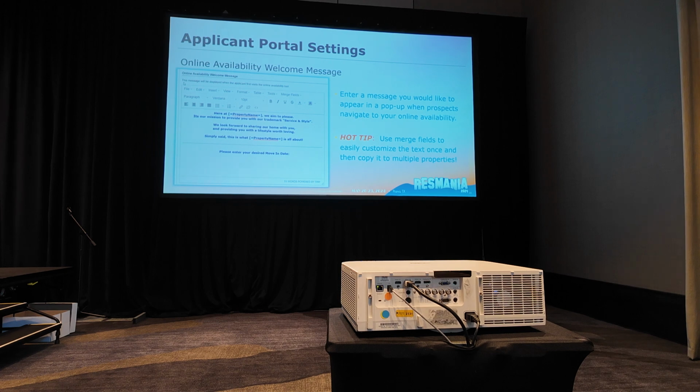Hot tip on that. If you are using merge fields, you can create this online availability message once and use those merge fields for things like property name, property phone number, etc. And then you can copy it to all of your properties or specific properties as needed.